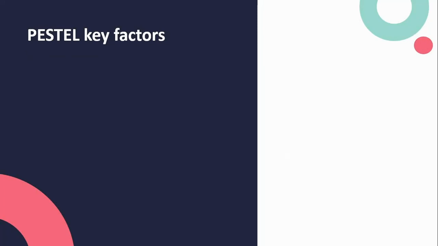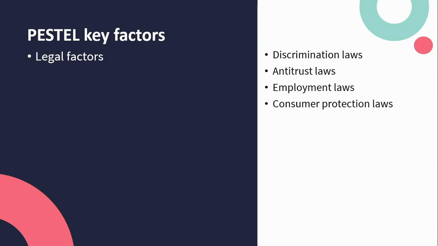Finally, we have to look at the legal factors, and these are things like discrimination laws, antitrust laws, employment laws, consumer protection laws, copyright and patent laws, health and safety laws. So these are the laws that will impact how you conduct your business. If you are employing employees, you need to look at the employment laws of that country. You need to understand the copyright and patent laws of your product or service. When it comes to producing and delivering that product or service, you also need to think of the health and safety laws in order to protect your consumers and your employees.